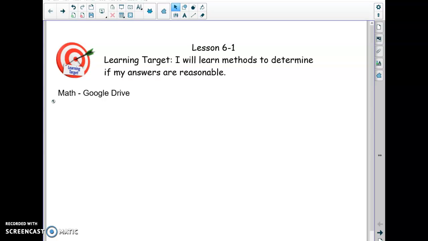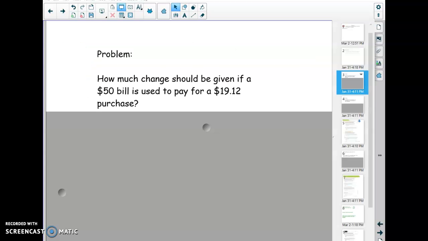I am going to teach you Unit 6, Lesson 4. So disregard the one that says 6-1. It's 6-4. And our learning target is we're going to learn methods to determine if our answers are reasonable. All right, so here's our problem.